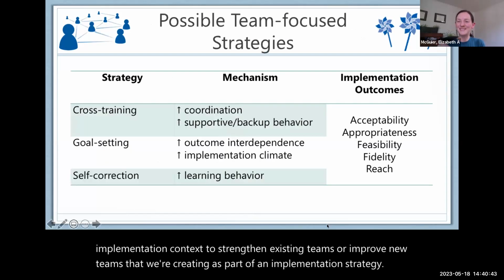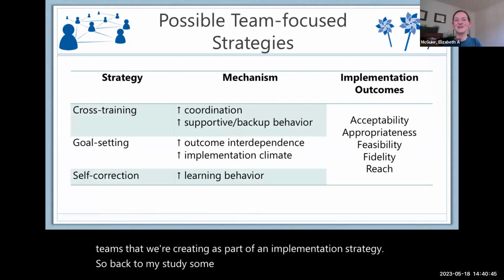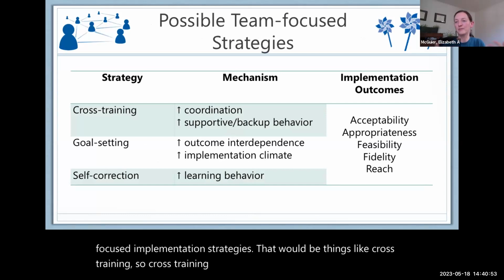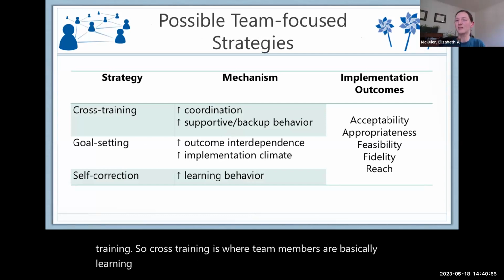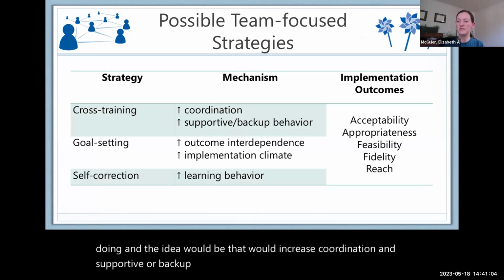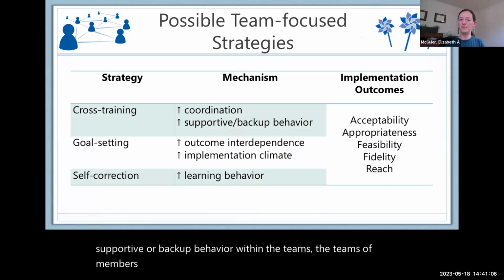So back to my study, some examples of possible team-focused implementation strategies would be things like cross training. Cross training is where team members are learning something more about what other people on their team are doing. The idea is that it would increase coordination and supportive or backup behavior within the team, so team members' ability to help each other out.